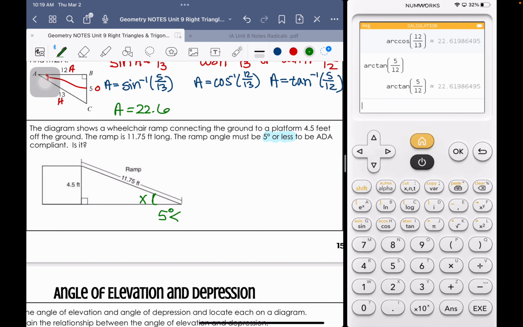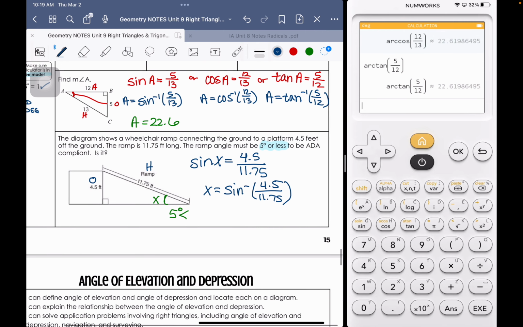So let's see, this is going to be our x. We're trying to solve for this angle. What we're given is opposite and hypotenuse. So this is going to be sine of x is equal to 4.5 over 11.75. To remember, to get rid of sine, we're going to be using inverse sine. So x is equal to the inverse sine of 4.5 over 11.75.